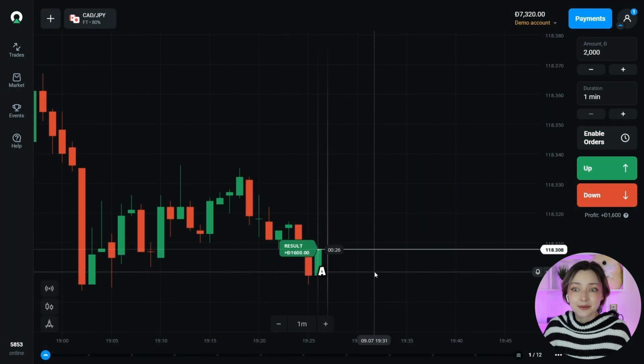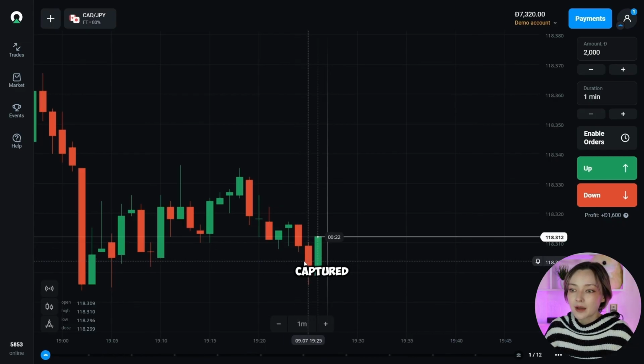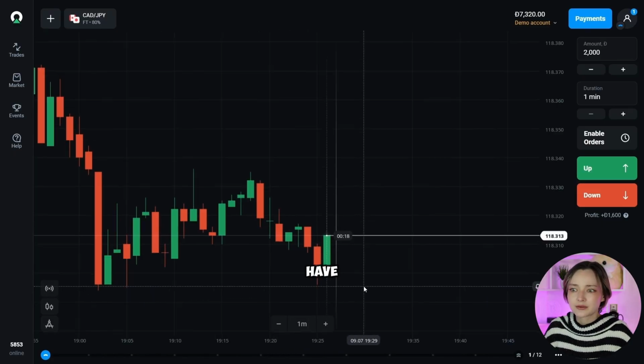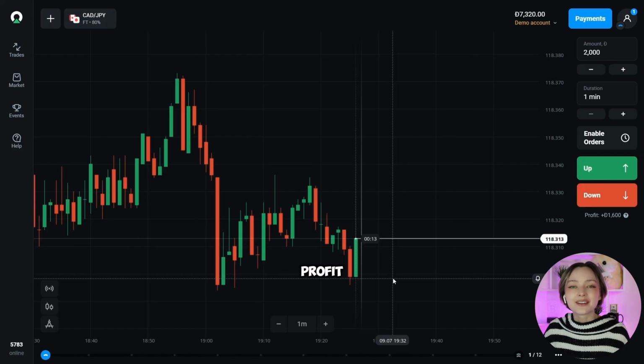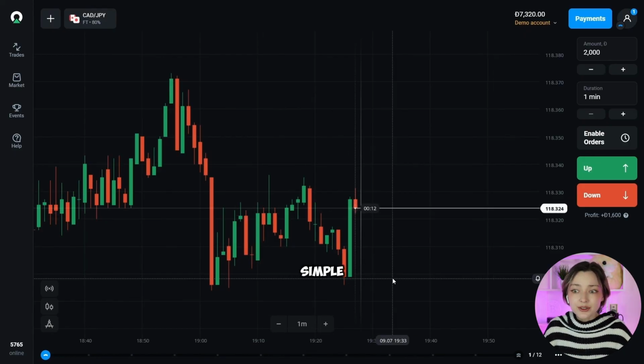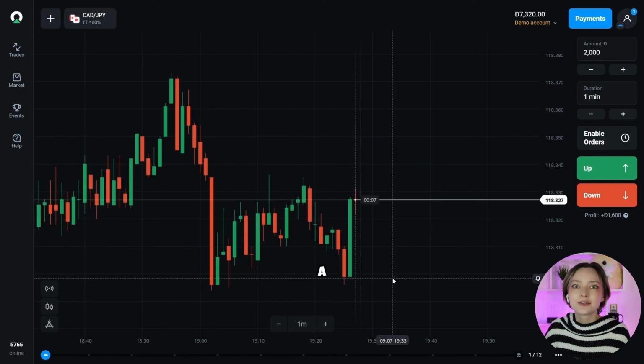Surprisingly, this trade closed in a profit. You see, I opened in the middle of this candle and captured a strong downside momentum. I honestly thought I would have to make a second cover up. Well, anyway, we ended up with a profit. Thanks to such a seemingly simple strategy, we were able to make several $1,000s in just a few trades.